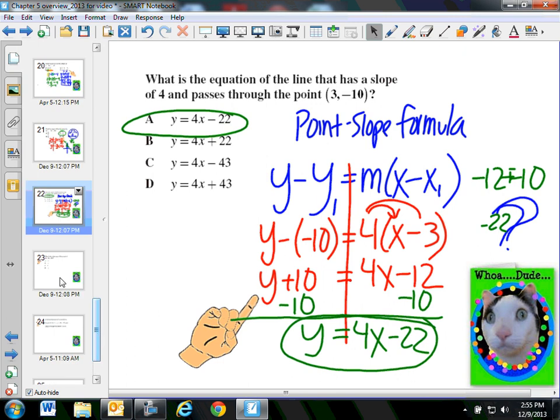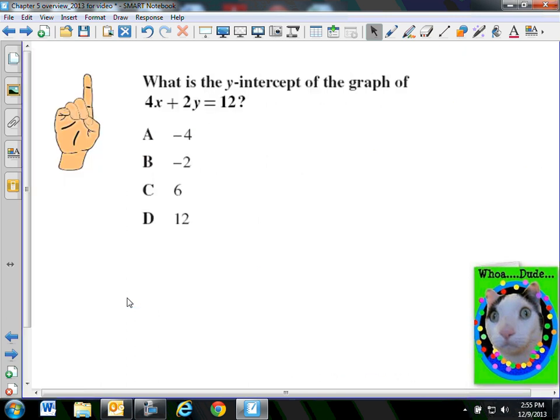Two more. What's the y-intercept of this graph? What is the y-intercept? Well, guess what? This is a super easy problem, especially if you remember how to do the zeros. Do you remember those zeros I asked you guys to show?